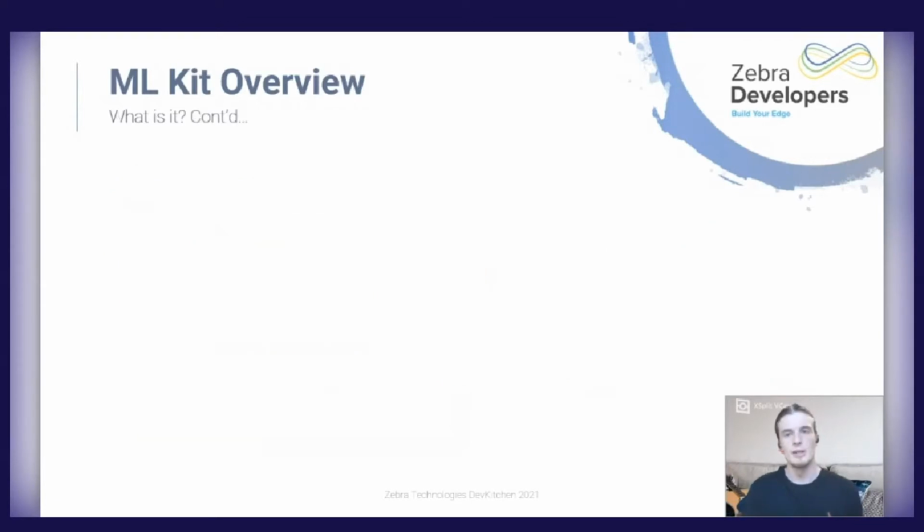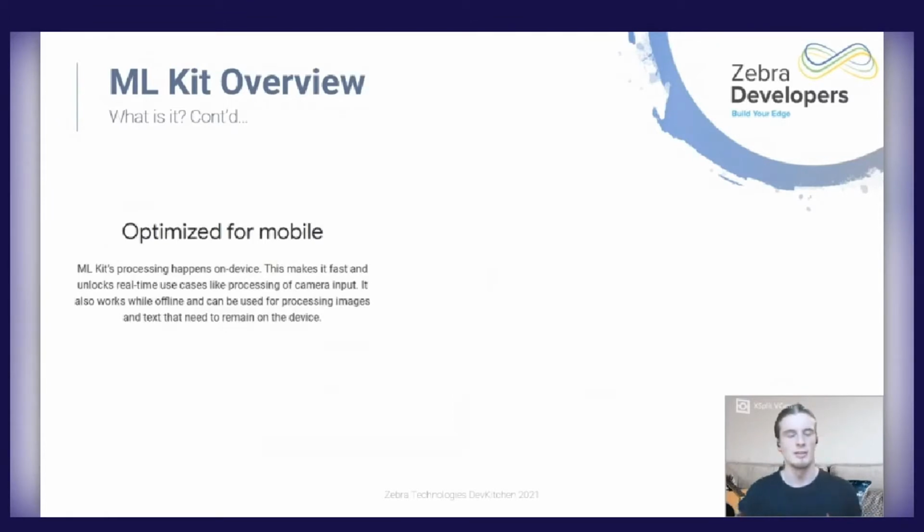So just some more detail on what MLKit is then, and this is information pretty much taken from the landing page of the MLKit developer site. But something to drive home here is that it's optimized for mobile. So all of MLKit's processing now happens on device. So none of the information needs to go up to the cloud, and you don't need to have an internet connection. So this makes it really fast, and it unlocks real-time use cases.